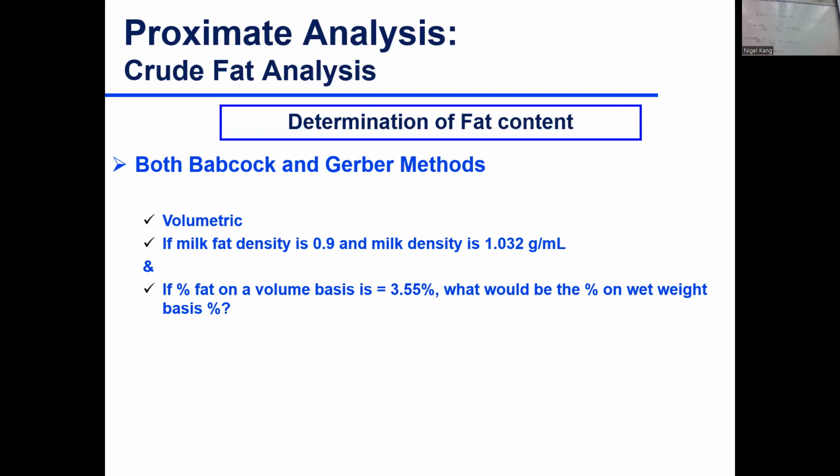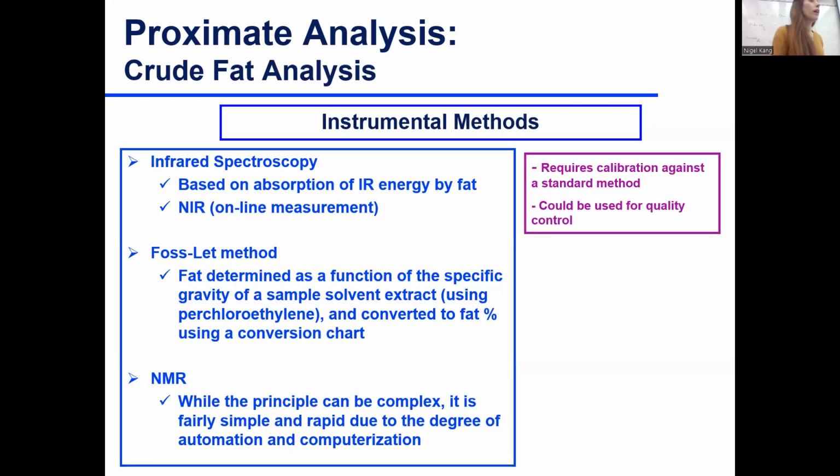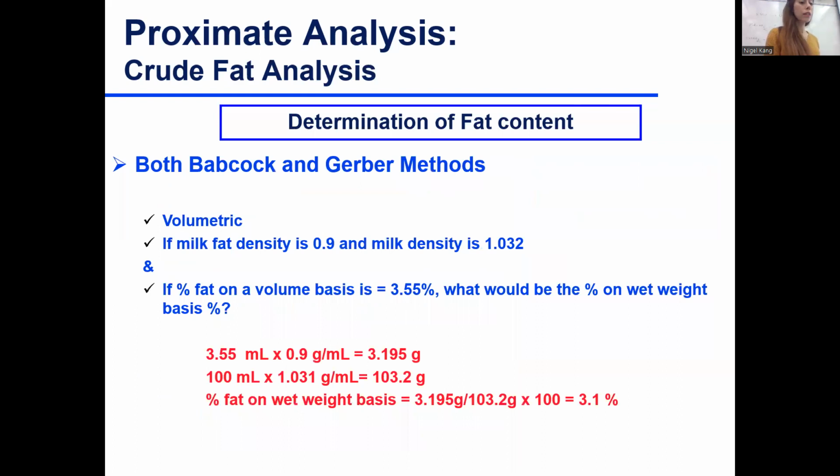Is it clear? If you have any question, ask. No question? Okay. And you have the calculation here. Do you need this slide? Do you need us to wait more on this slide? Okay.